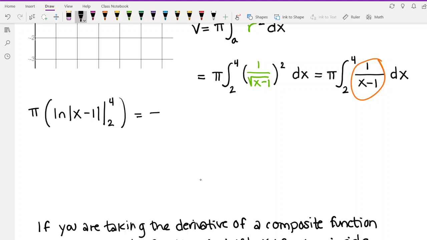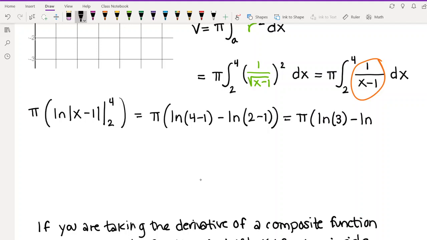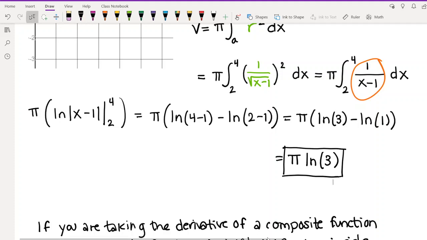If we plug in our numbers, we have ln of 4 minus 1, minus ln of 2 minus 1. So that's going to be pi times ln of 3 minus ln of 1. Then ln of 1 is just 0, because it's asking what power you need to raise e to to get 1, and the answer is 0. So we're just left with pi times ln of 3. That would be our final answer, because that would be an exact form. Just like with the other ones, you could get an approximation by typing this into a calculator, but this would be the preferred answer.